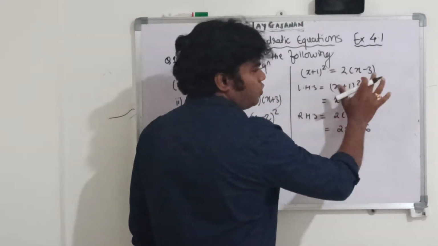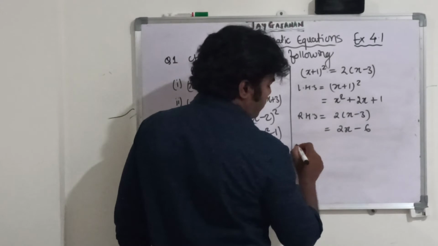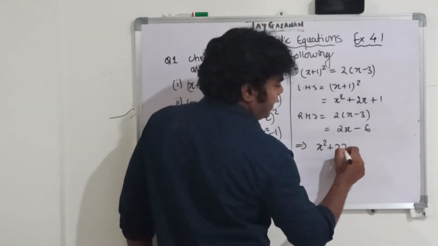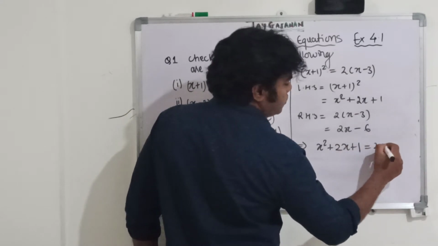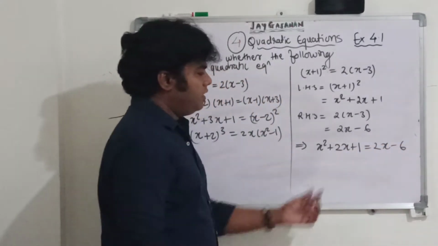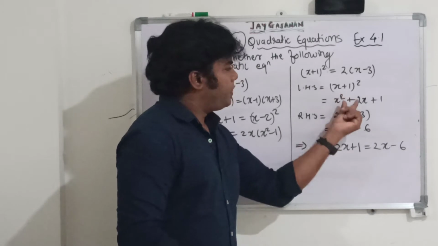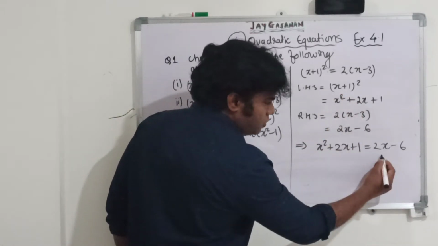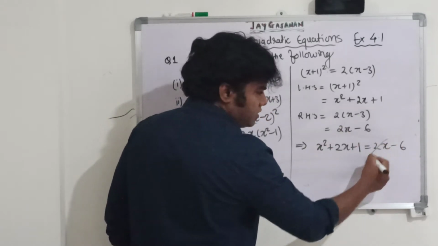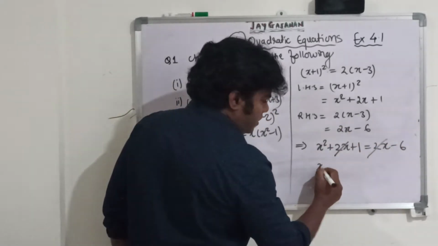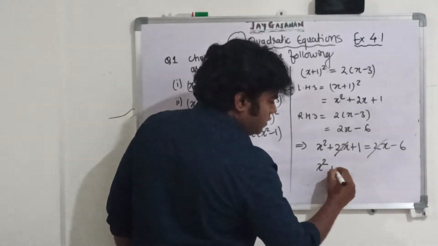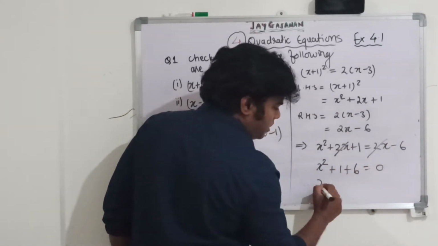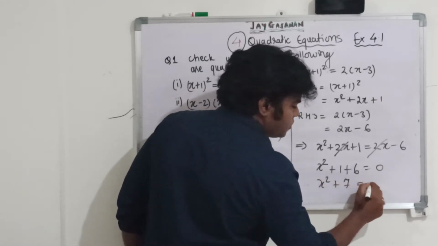But LHS and RHS both are equal. So we will put it into the formula, which implies x square plus 2x plus 1 is equal to 2x minus 6. Right? This equals to this. So we will solve this. This is 2x, this is also plus. If we transpose, that will be minus. So ye or ye cancel. So we got x square plus 1. 6 will transpose, that will become plus 6 equals to 0. x square plus 7 equals to 0.